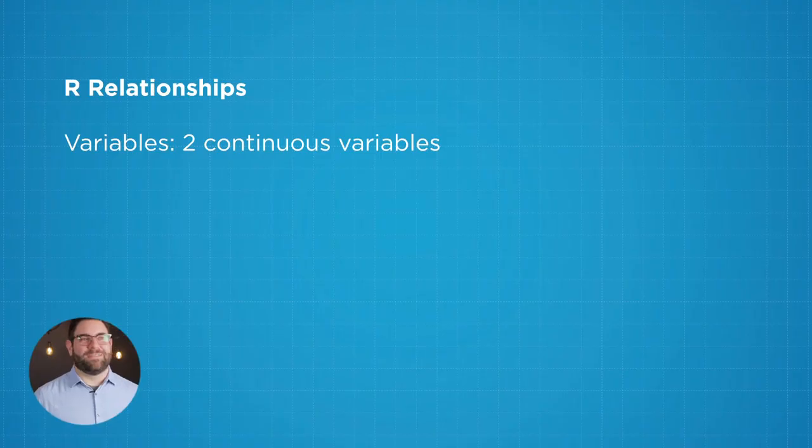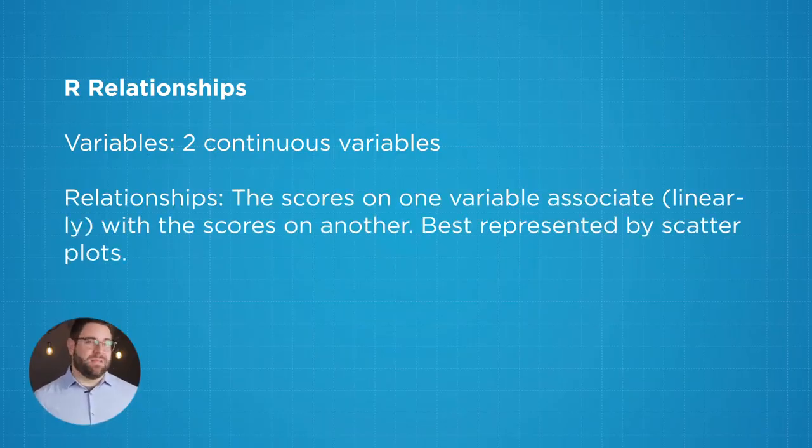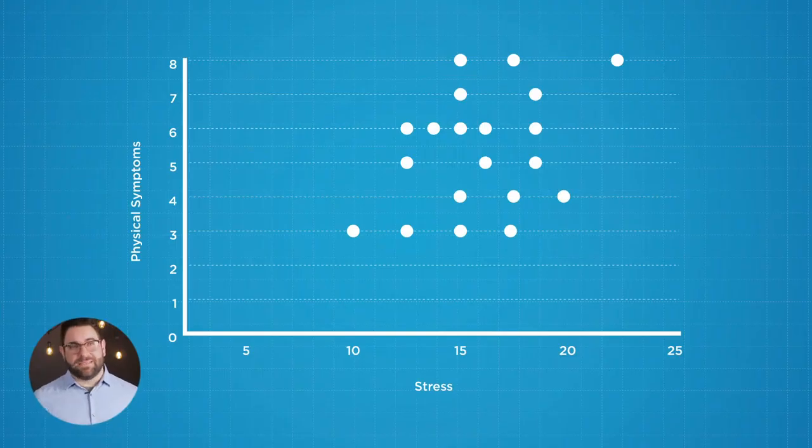So now we're going to talk about R relationships. And when you think about an R relationship, what I want you to remember is that we have two continuous variables. In other words, two numbered variables. We're going to take those variables and compare them to one another. So as you can see from the graph here, we have stress and physical symptoms. So the more stressed a person tends to be, we can see that their physical symptoms actually increase.